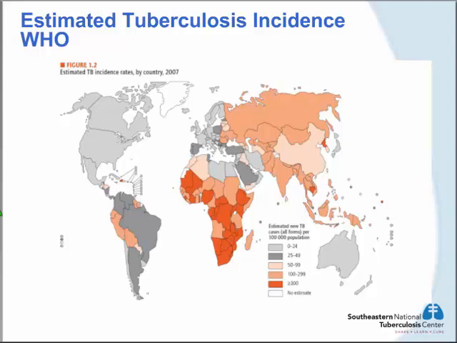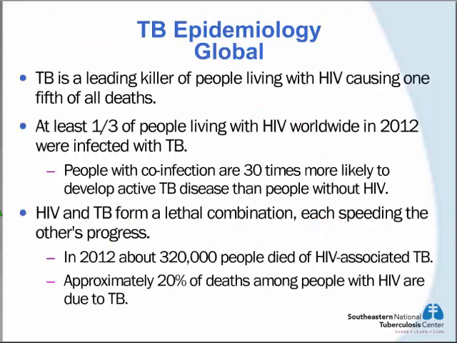And you can see that most of the countries are from Africa, especially sub-Saharan Africa, and some countries in Asia. The country in America that has rates similar to those is Haiti. Otherwise, the other countries in America are not as high. So TB is the leading killer of people living with HIV, causing 1/5 of all deaths related to that.